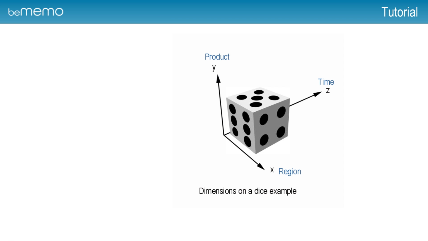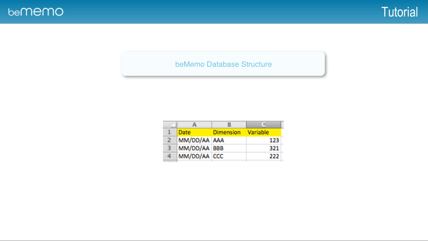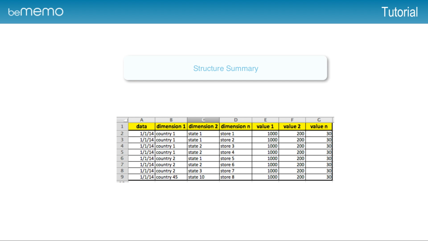BMemo uses a multidimensional model for its databases. It contains dimensions and variables or measures. One of the dimensions must be a date field, given that the databases are historical and should be updated periodically. In summary, a BMemo database must have a date column when the event occurred, one or more dimension columns to qualify the data, one or more value or measure columns to quantify.